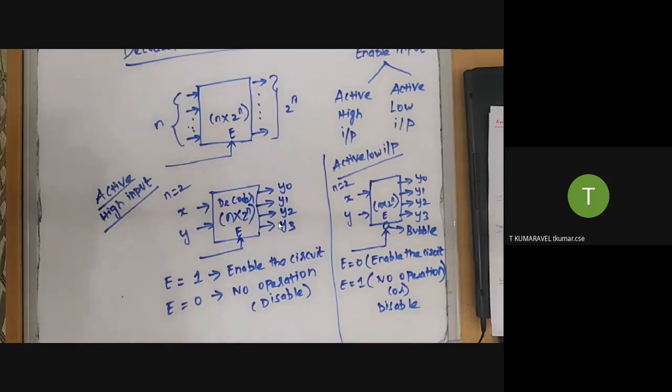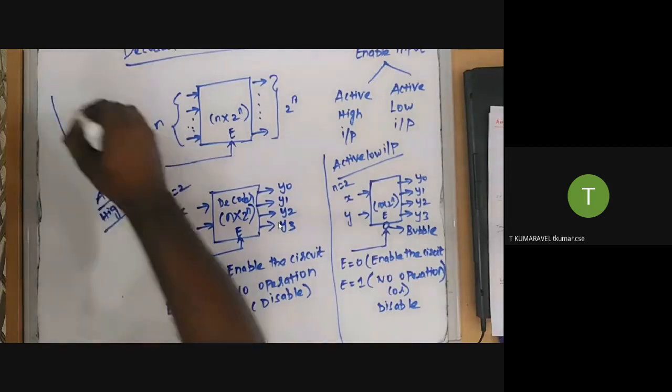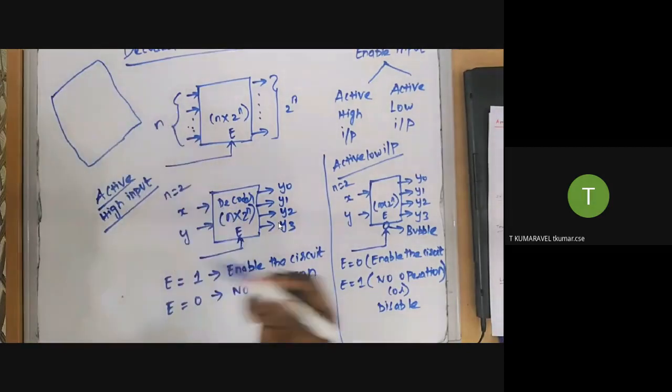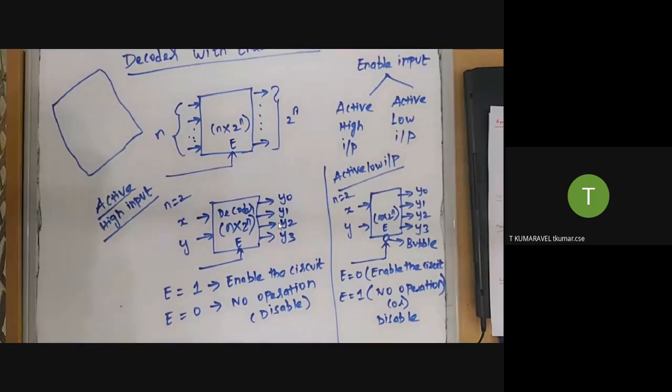So what is the use of enable input? For example, if we consider your processor, it is associated with n number of decoders. At a time, I want to enable only one decoder. How are you going to do that? By making use of that enable input.